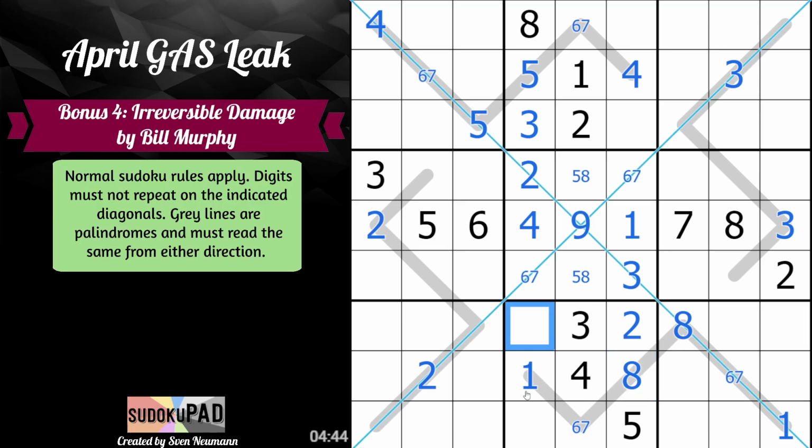6, 7, 9. This is also 6, 7, 9. So lots of symmetry in this one. 6, 7, 9. And then does this have something similar going on? What are we missing here? We have 6, 7, 2, 3. So we actually have more digits. It's 1, 4, 5, 8. 1, 4, 5, 8.